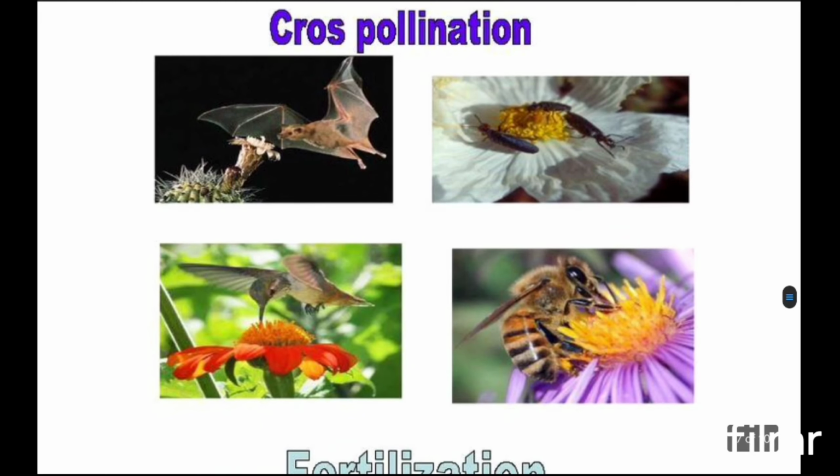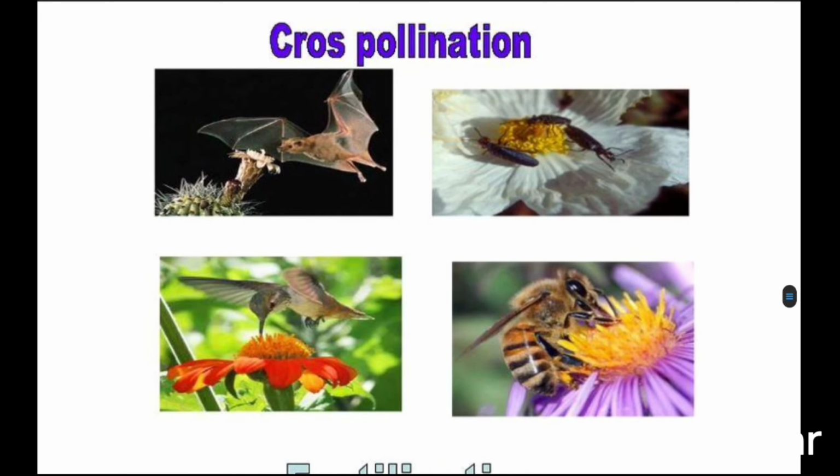So in self pollination, the stamen and the stigma are really near to each other, so pollination can be through wind also. But cross pollination will take place by means of different pollinating agents. It can be bats in the night time, insects, honeybees, or even birds, or even wind. So these are all the different types of pollination agents.